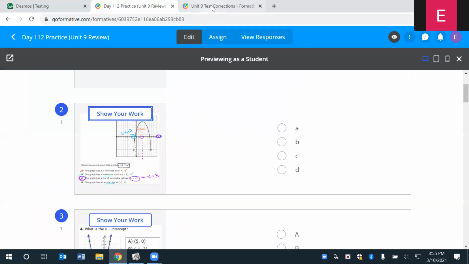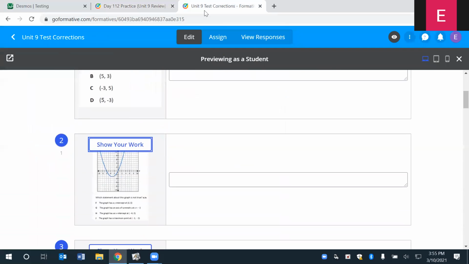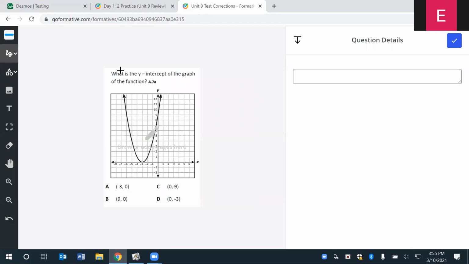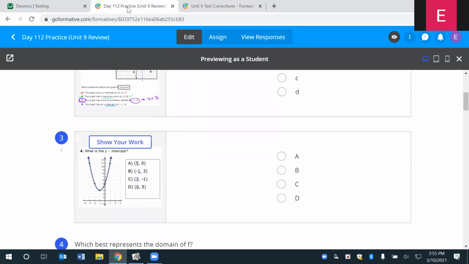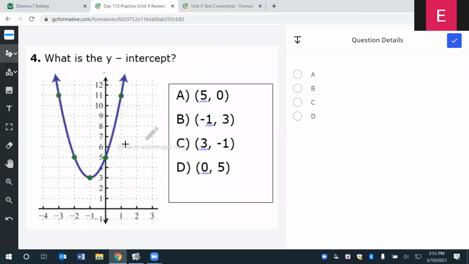All right. Number 3 on your test is asking you for the y-intercept, so I'm not going to do this one. You're going to have to correct it on your own. But on the review, it's very similar. So this one, in my example, says what is the y-intercept?